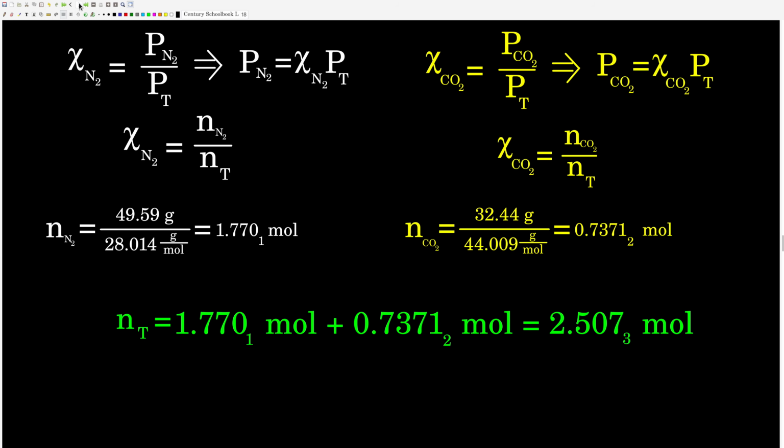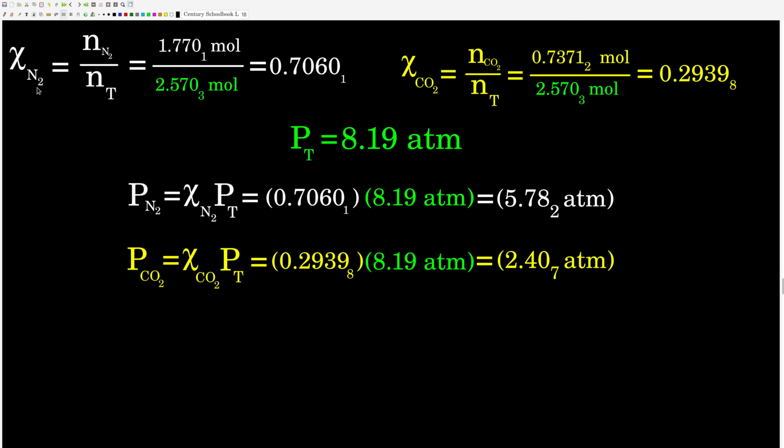So let's do that. Let's get the mole fractions. So the mole fraction of nitrogen is just the moles of nitrogen over the total moles, which is 0.7060. Mole fraction of carbon dioxide is 0.2939. Now notice something, because there are only two gases, the mole fractions must add up to 1. So we could have, once we got the mole fraction of one of these, taken 1 minus this number, and we would have gotten the same answer.